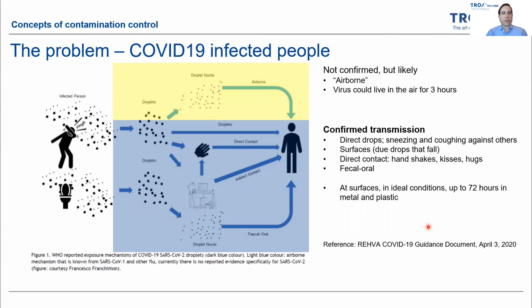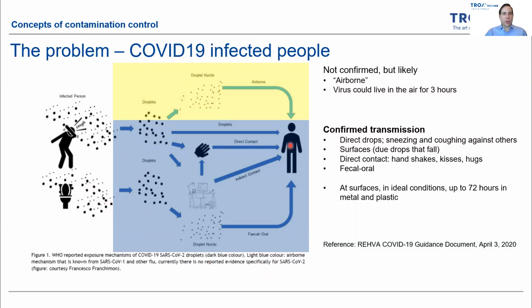Going back to what we have right now, our problem is that the people are infected. The people are the source of the infection. This picture came out from a report from REHVA, the European Air Conditioning Association. And we can see here our patient, or our asymptomatic patient, spreading droplets in the air and also through fecal matter.